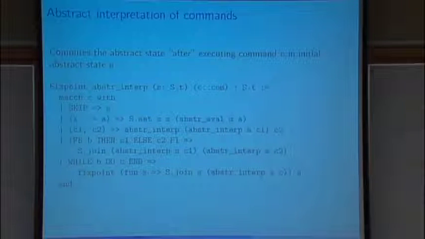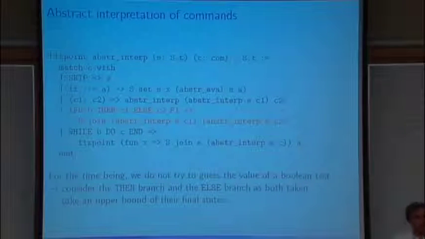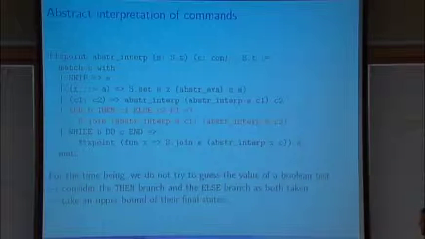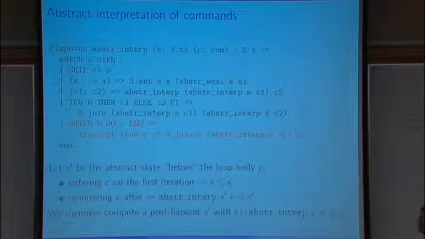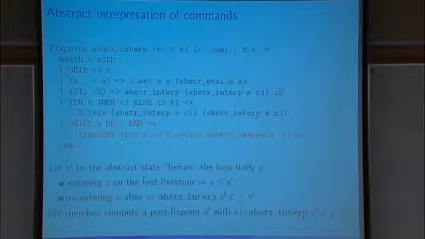If it's an if-then-else, this is the first interesting case. In general, we don't know whether B is true or false. So this afternoon, we will do better. So we are going to abstractly interpret both the then branch and the else branch, and then join the resulting final states, so take some kind of union of the sets of possible final states. And for a while loop, again, we are going to take a fixed point, of course. So we are going to compute an abstract state, which is a fixed point of that operator.